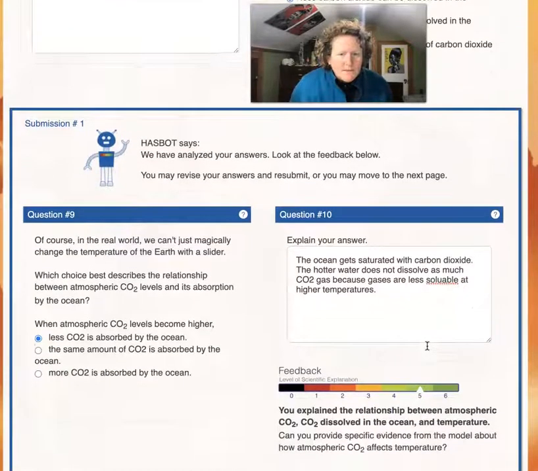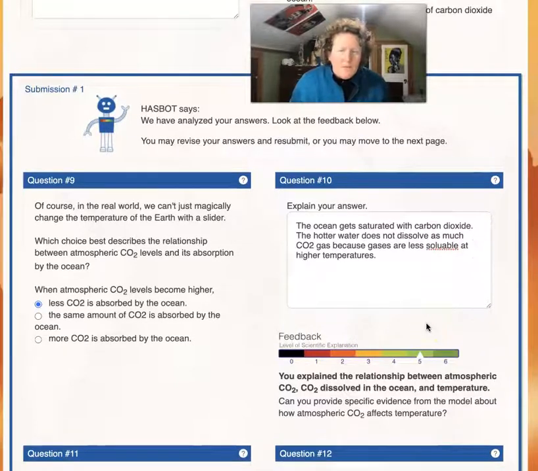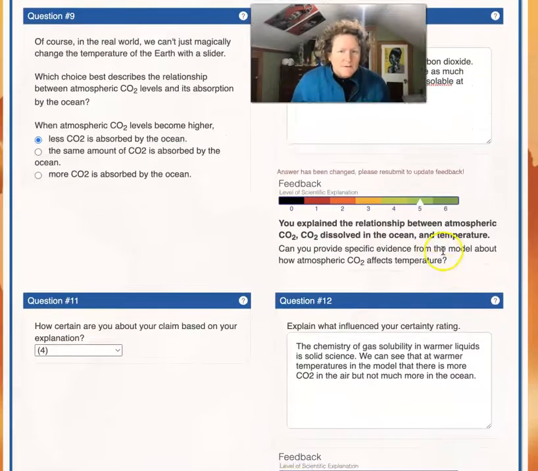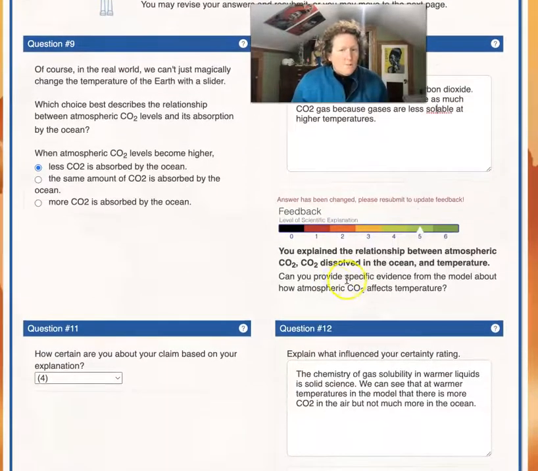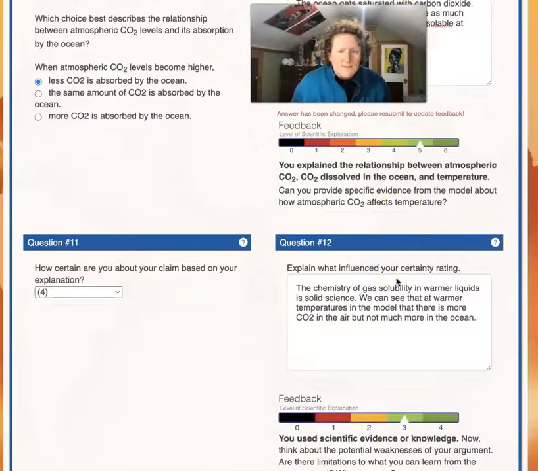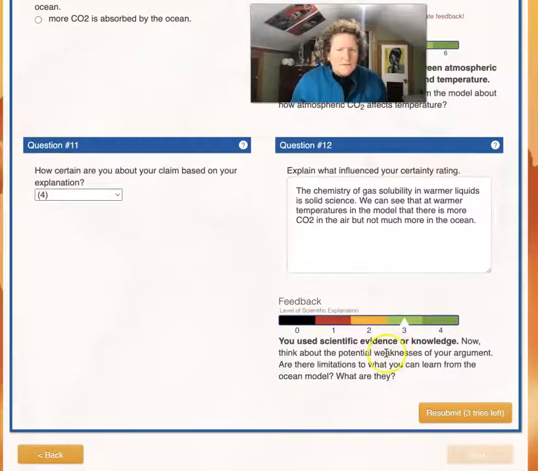So Hasbot says my answers are all right. Maybe you want to write a better answer, see if you can get a 6. It's giving me some feedback here. Can you provide specific evidence from the model about how atmospheric CO2 affects temperature? So you can go back to the model, look for this specific evidence, and add it to get a 6.